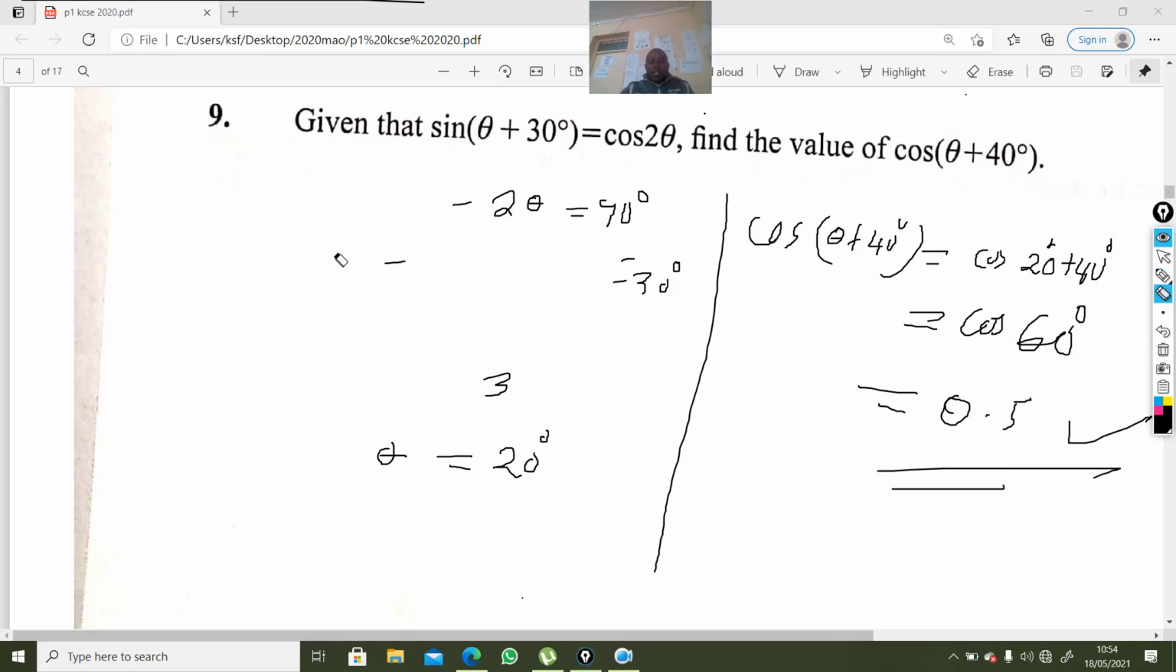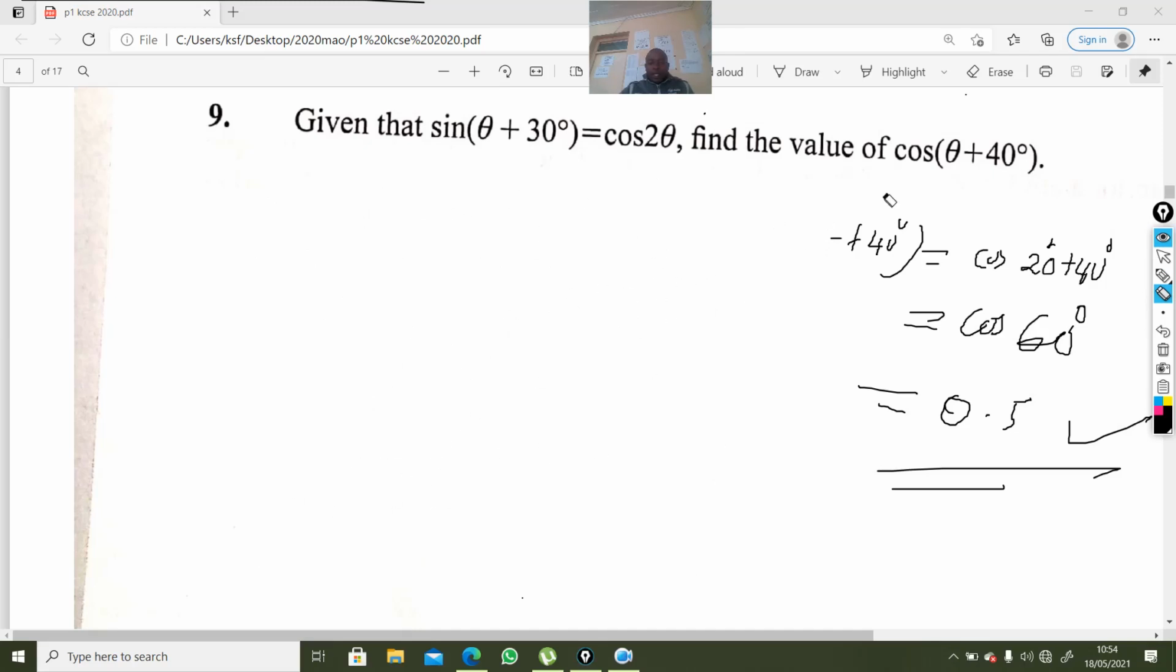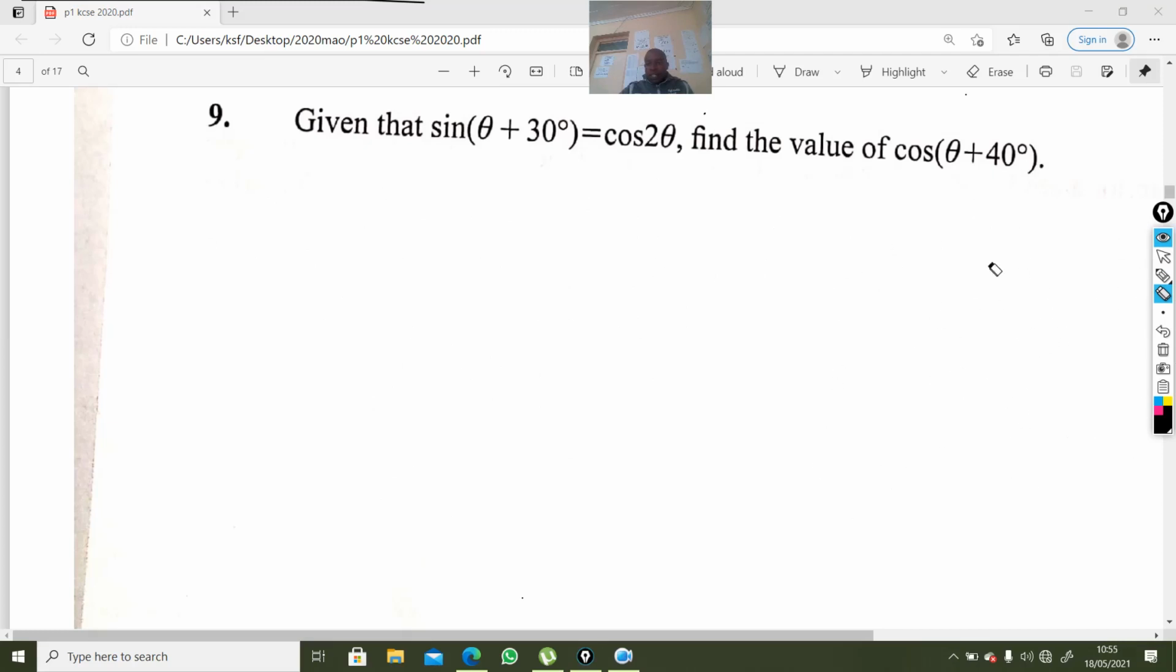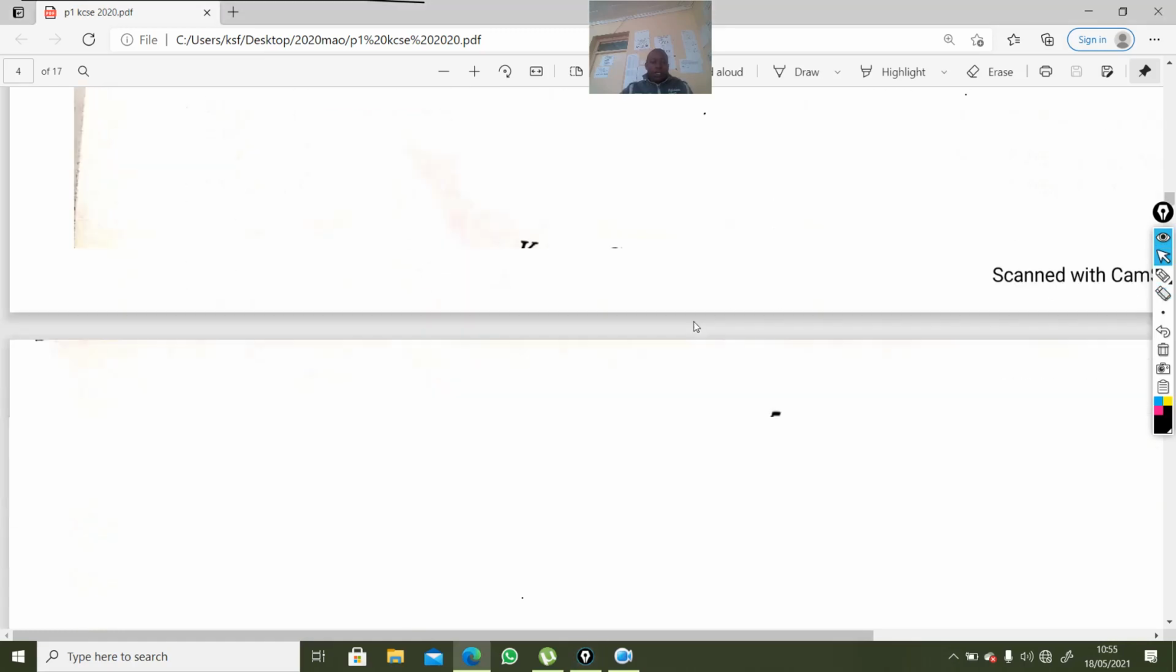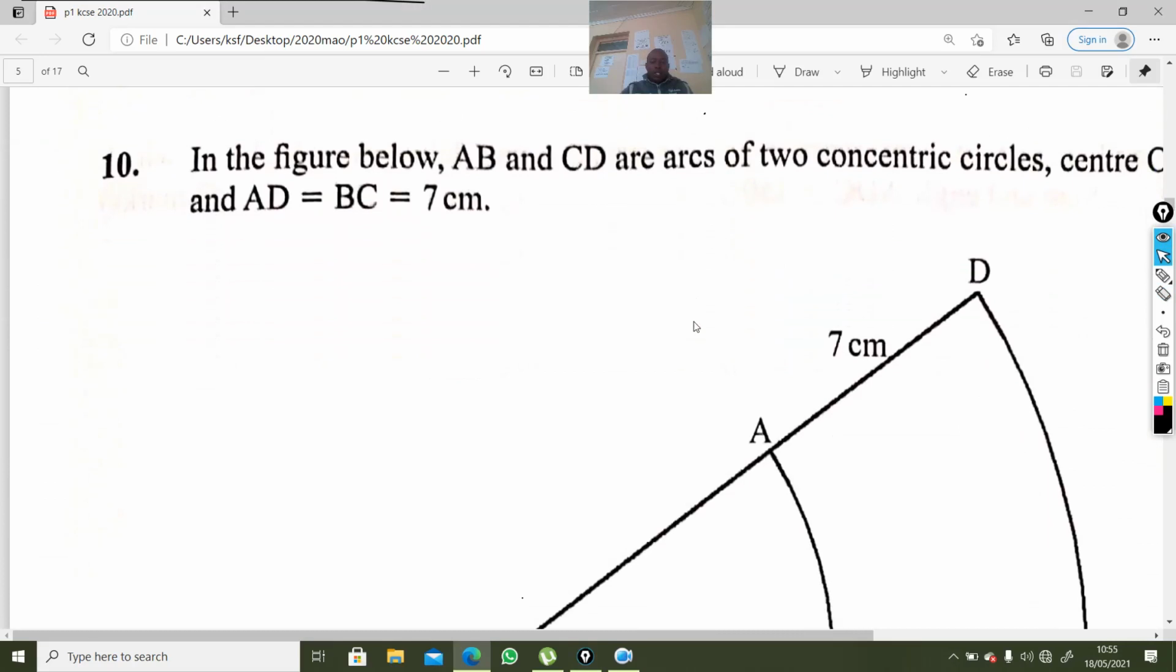We move to the next question, number 10, and see what you are required to do in the question. That is in the figure. You can look at that figure.